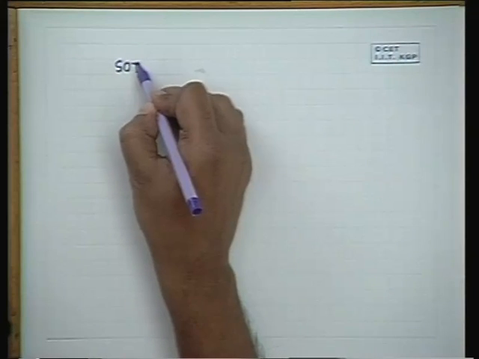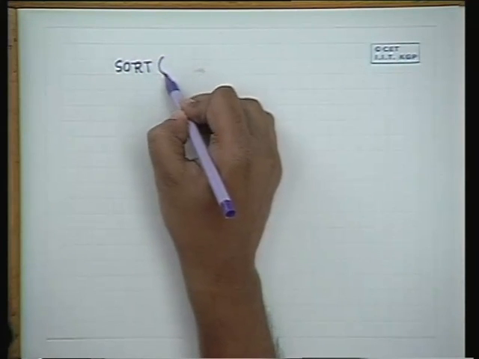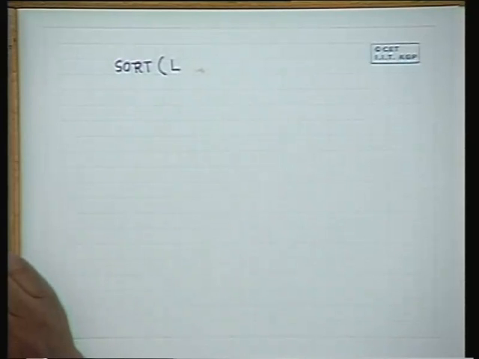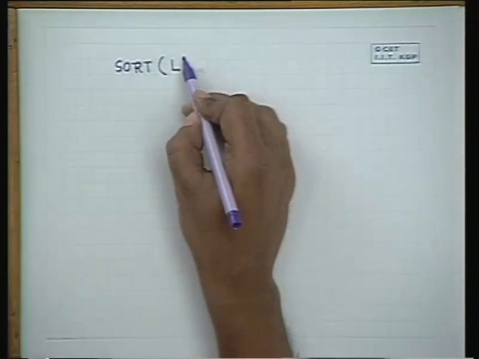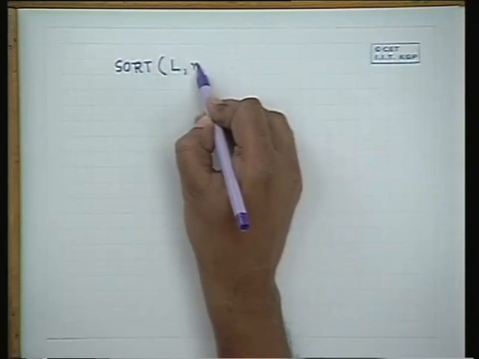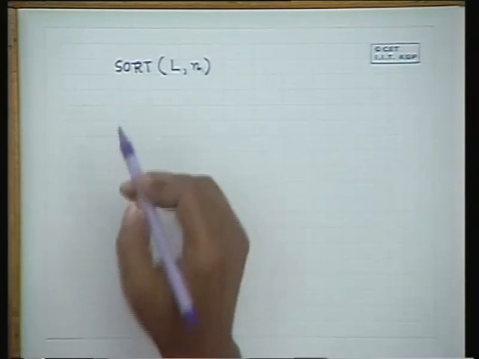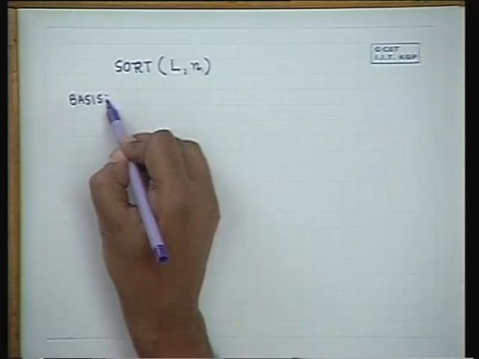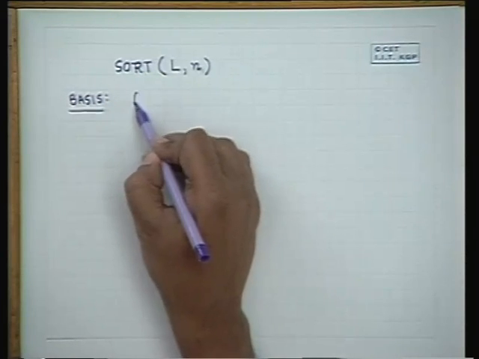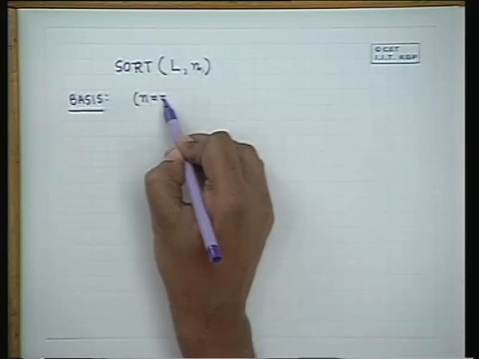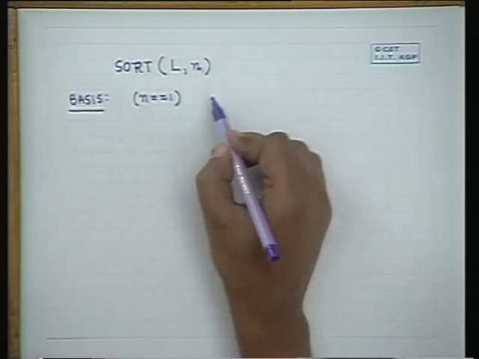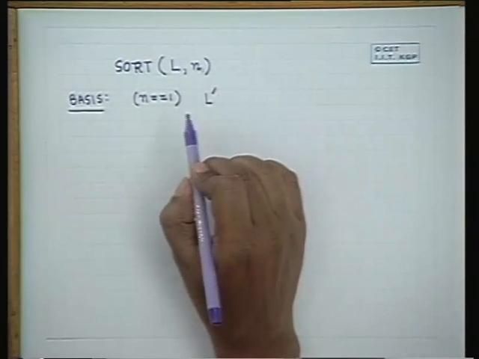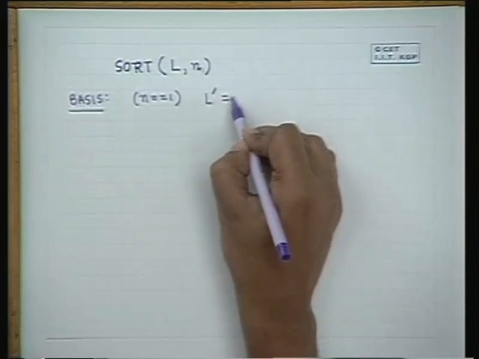To sort a list L of n elements, what is the basis condition? Same. If n is equal to 1, then L dashed, which is the sorted list, is equal to L.